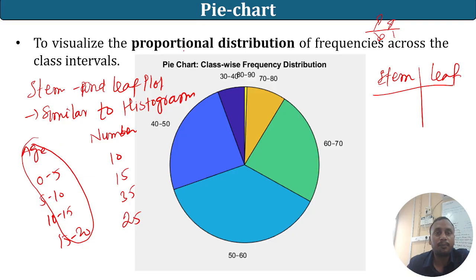So we'll come to the pie chart. A pie chart shows the proportional distribution of the frequency across the class intervals. It is a similar example. We have to draw a circle.